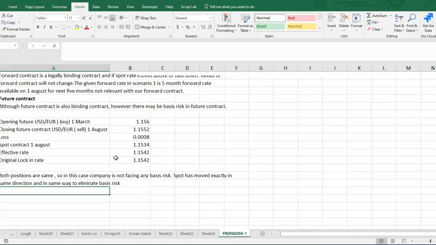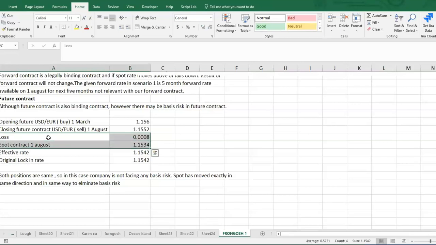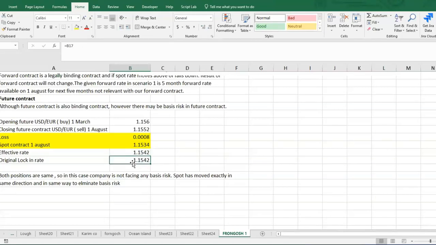So how have you calculated our position? Initially I have taken the buy position. Obviously, in order to close the buy, I will take the sell position. I'm facing a loss. I have to bear this loss, plus I have to take the transaction at the spot rate. So both combined will become this. This is the effective rate. And if I match this effective rate with my original effective rate, my position is the same. Okay.